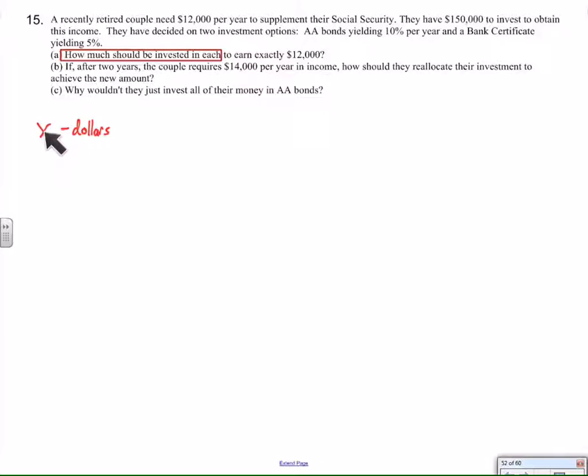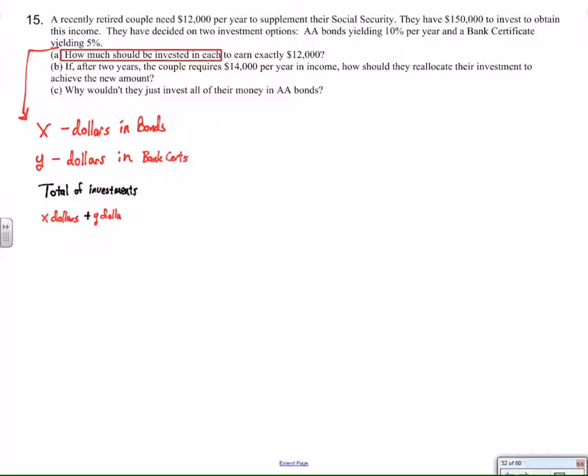My variables will be dollars in the first type of deposit, that's bonds, versus dollars in the second kind of deposit, which is bank certificates or certificates of deposit. So the total of the investment is X plus Y. X dollars plus Y dollars is $150,000. That is X plus Y equals 150,000.